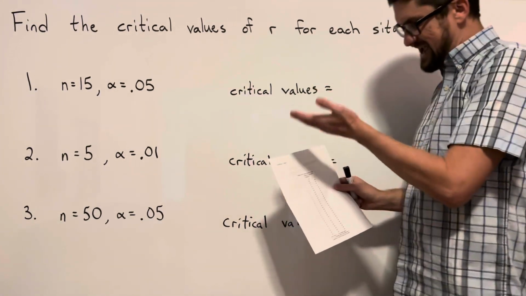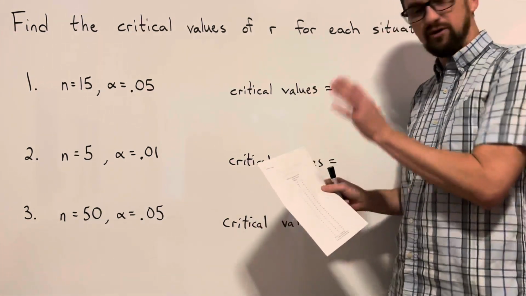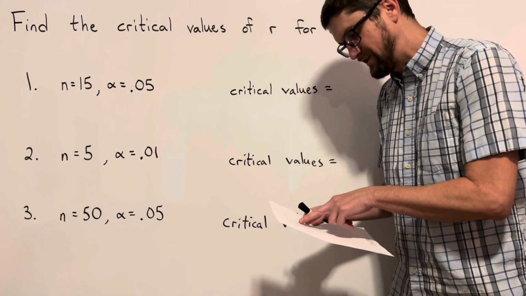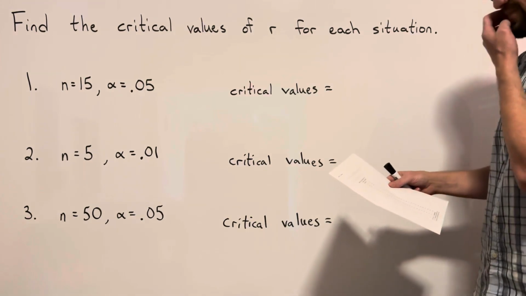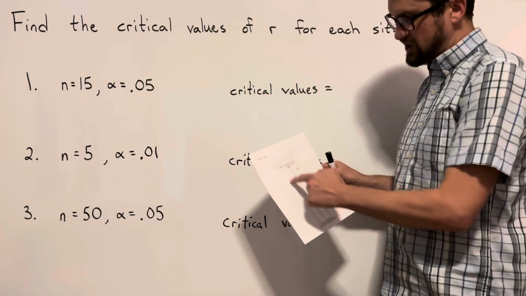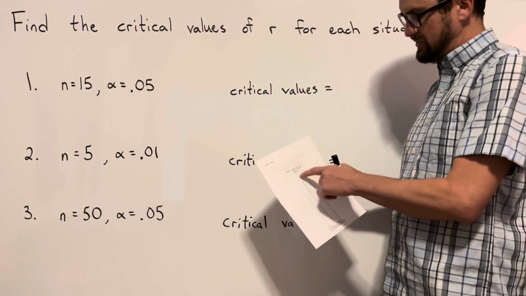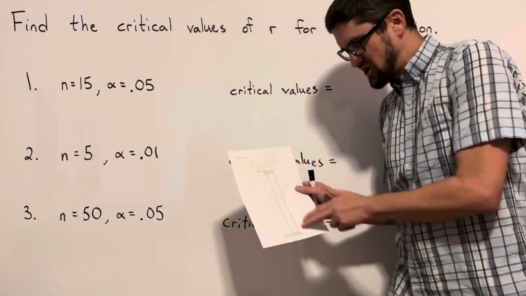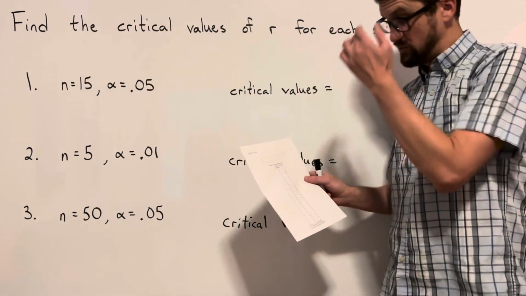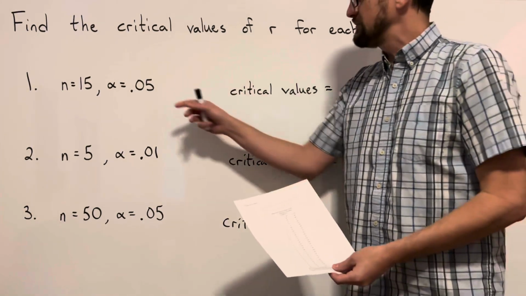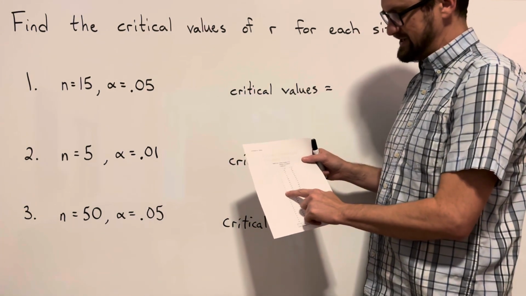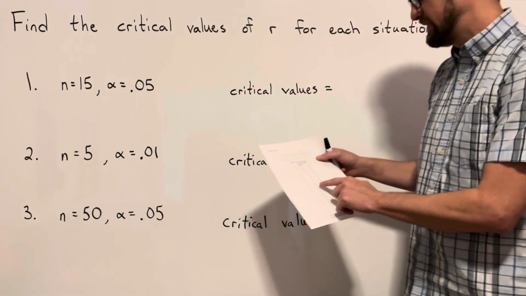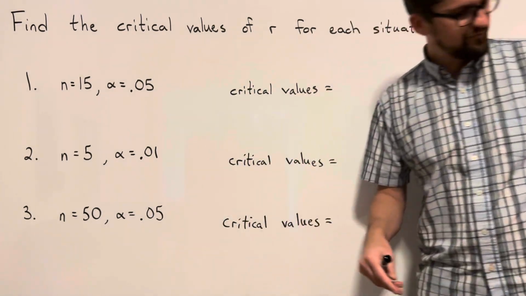Now the way I'm going to do it is I have a table. You need to be able to look up a table. This one's titled Critical Values of the Pearson Correlation Coefficient R. It has 3 columns. The first column is N, the number of pairs of data. The middle column is when the significance level alpha is 0.05. And the third column is when the significance level alpha is 0.01. So for this first problem, I'm going to go down to an N of 15, and then I go to the right to the middle column where the alpha is 0.05, and I get 0.514.